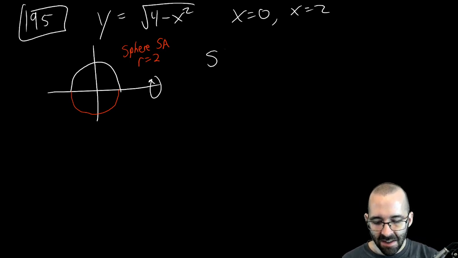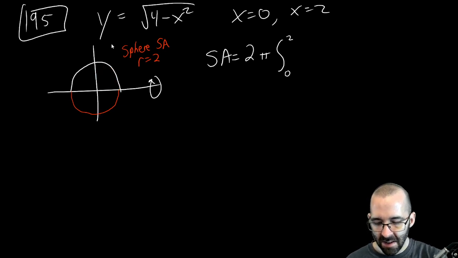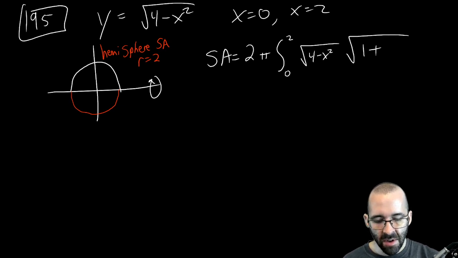Rotating it around the x-axis, so using the formula, it's going to be 2 pi times the integral. X is going from, okay, sorry, hemisphere, right? Because we're only looking at this side. So integral from 0 to 2 of the function, that's our function, times the square root of 1 plus its derivative squared. What is the derivative? Well, it's going to take a bit of work.